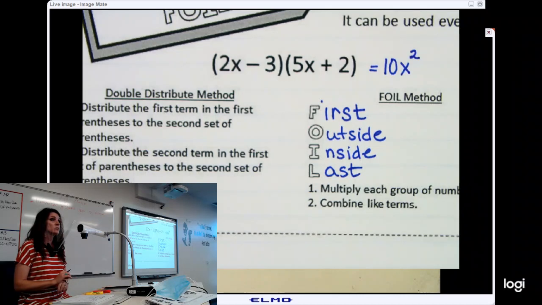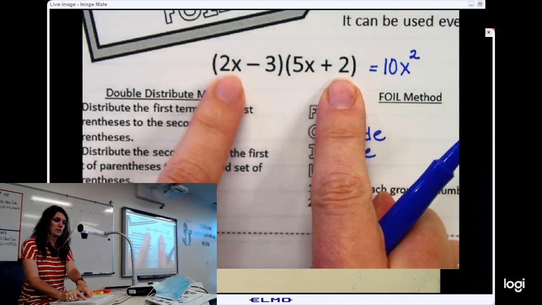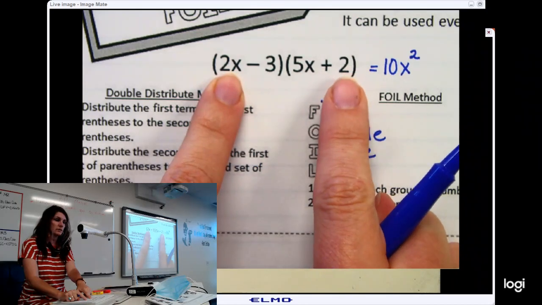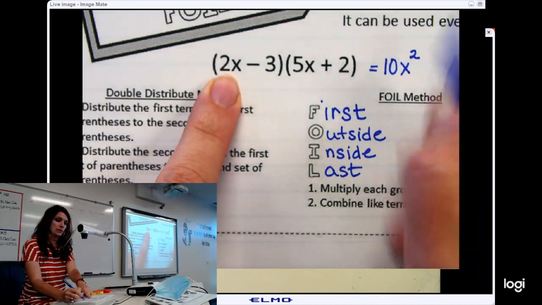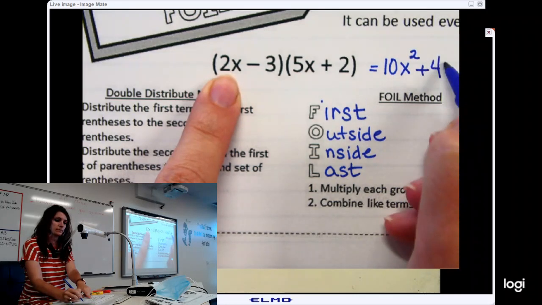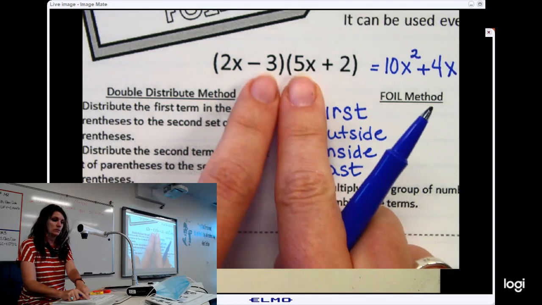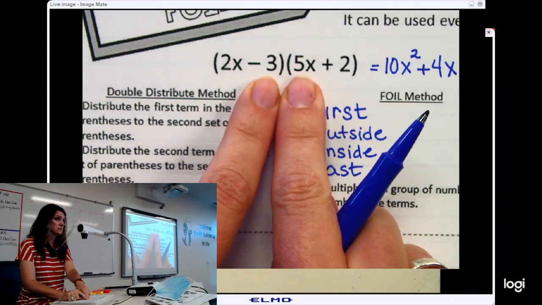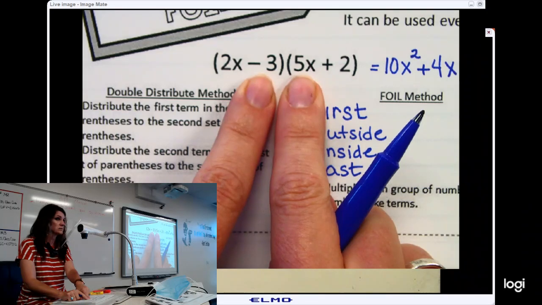Now I need to do the outside. So that would be here. 2x times a positive 2. 2x times positive 2 is positive 4x. First, outside, inside, in the middle. Watch the signs. It's a negative 3 times a 5x. Negative 15x.